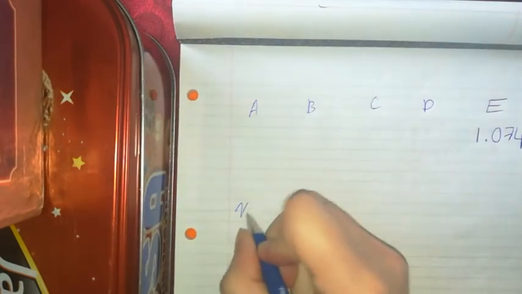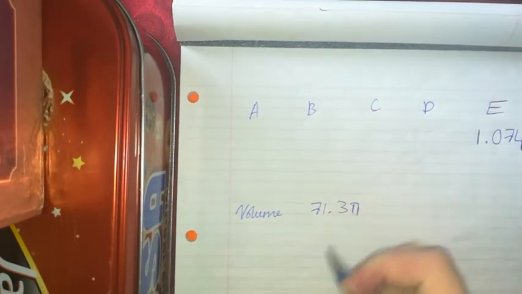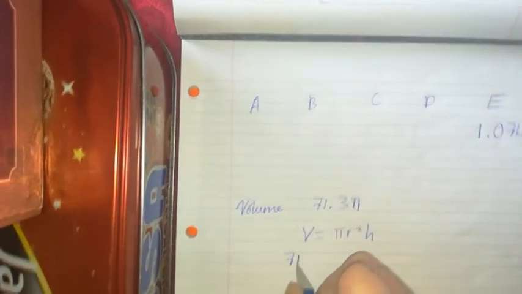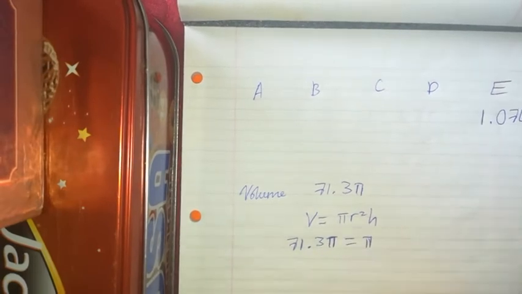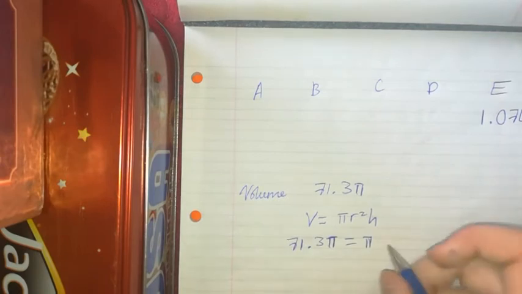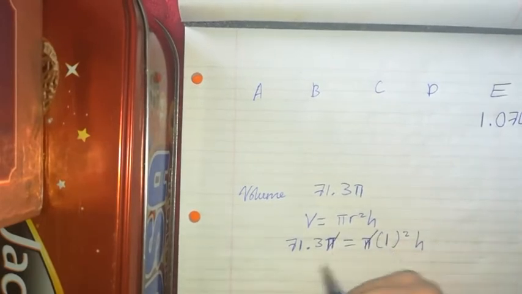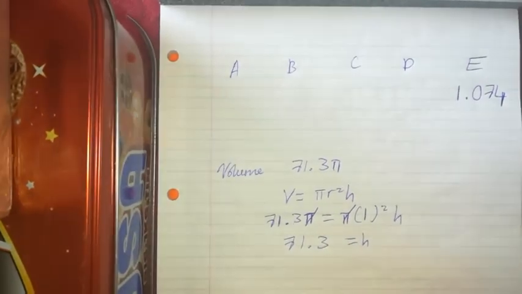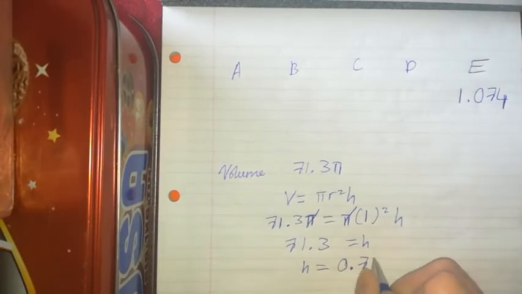So the volume of bar A is, and they're dealing in centimeters, so I'm going to deal in centimeters for this volume question. The volume of a cylinder is pi r squared h, and they tell me it's 71.3 pi, and that's equal to pi, and then I just have to get the radius of each bar. Told the radius is 1, and then I just have to get the height. So I can divide both sides by pi, so 71.3 is equal to the height. So in meters, because we're dealing in meters for the most part, the height is equal to 0.713 meters. So that's the height of bar A.